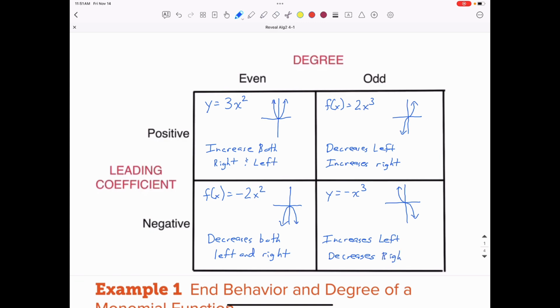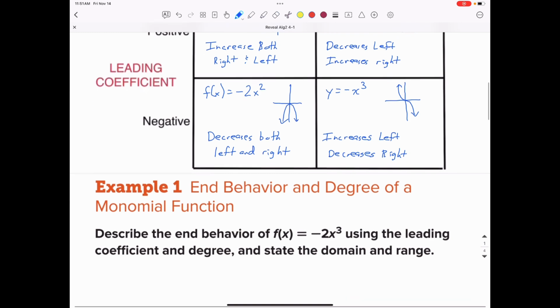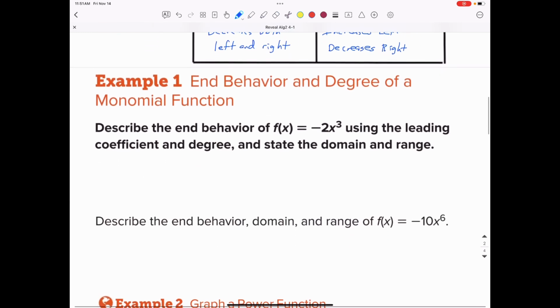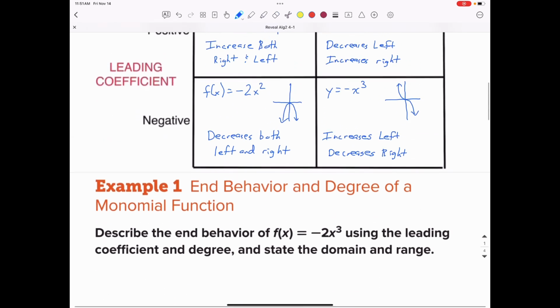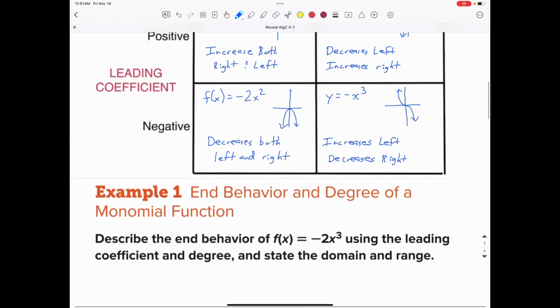So let's look at some examples. Example 1: describe the end behavior of f of x equals negative 2x cubed using the leading coefficient and degree, and also state the domain and the range. So let me put my chart back up here. And what do we have?